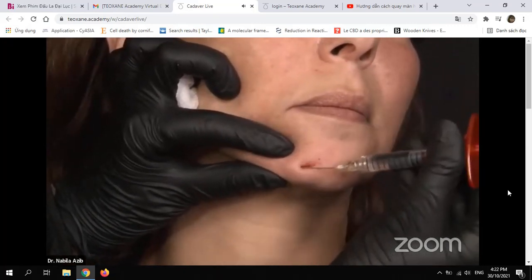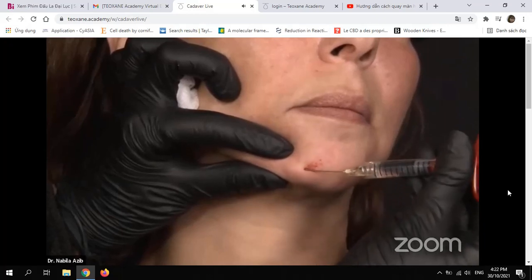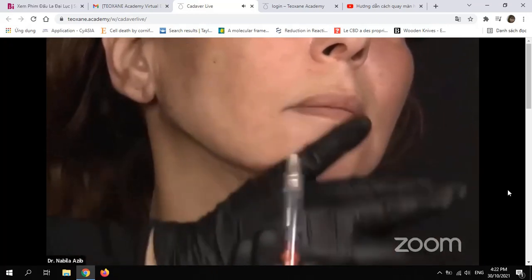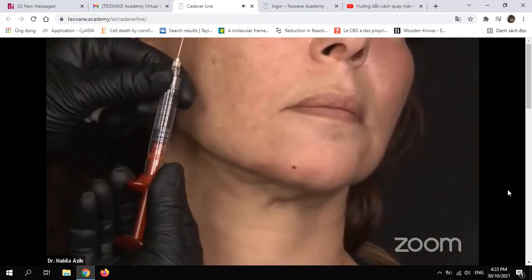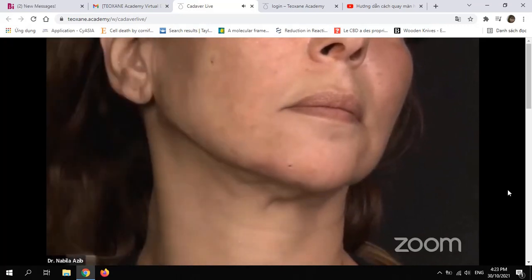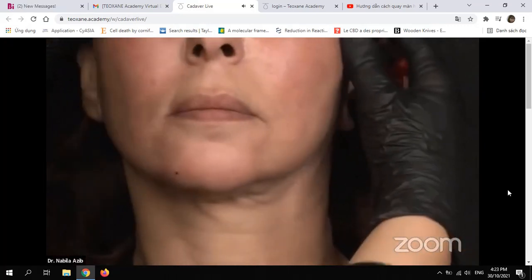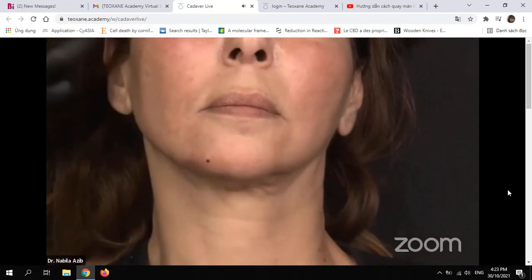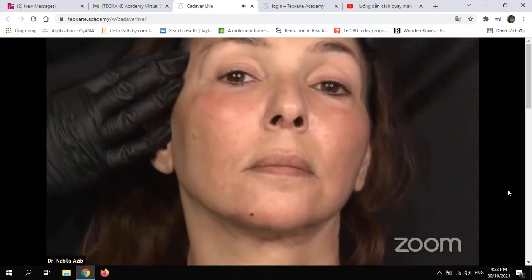What quantity of product did you use to get such a nice result? Thank you. Let me show you. 0.3 ml for the line. Oh, great. Very little. Only the line you see has improved her lower face.